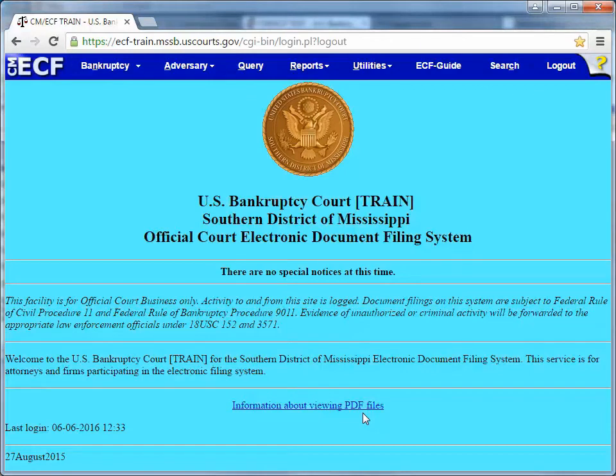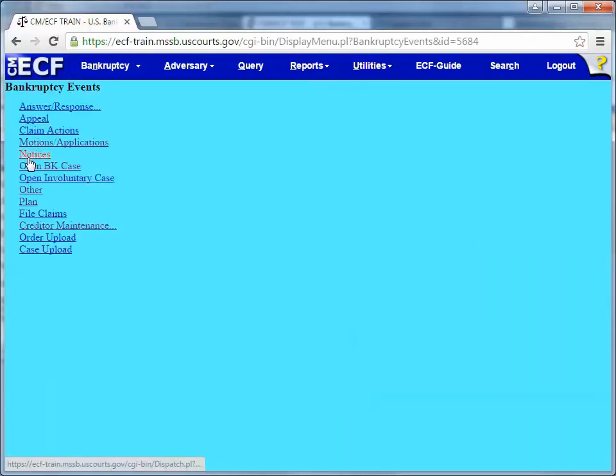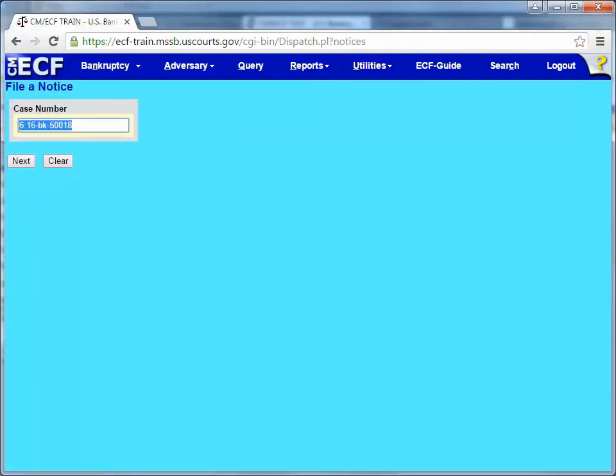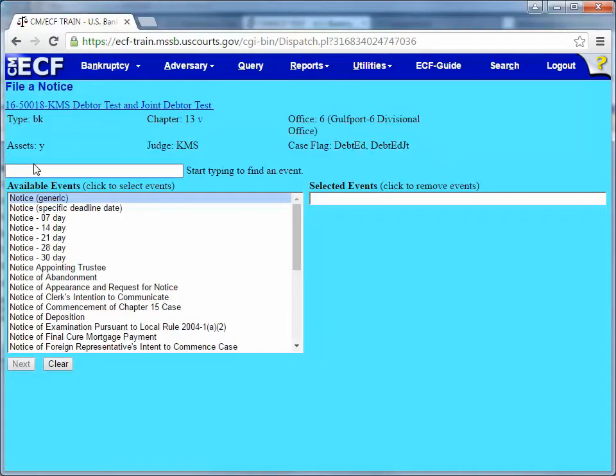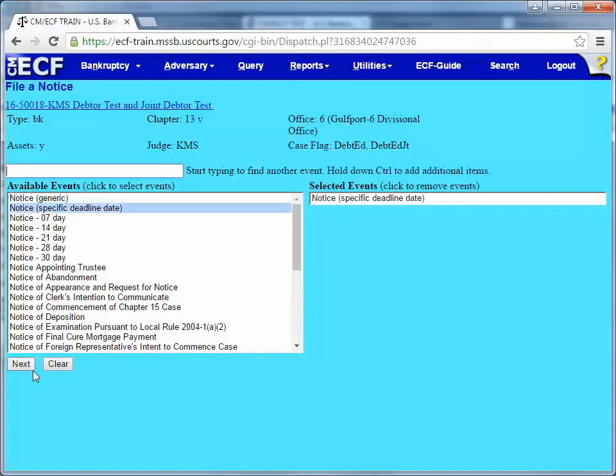In this demonstration, I've already filed a motion to suspend planned payments, and I'm ready to file the related notice. In this example, the notice provides a specific deadline for filing objections. From the main CM/ECF menu, click Bankruptcy, Notices, input the case number, because my notice provides a specific deadline date, I am selecting the docket event Notice Specific Deadline Date.